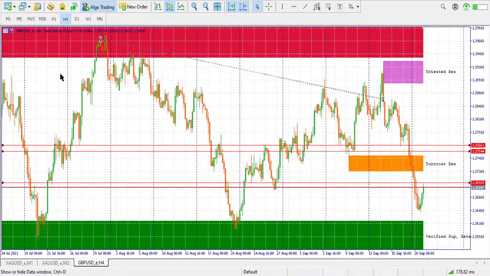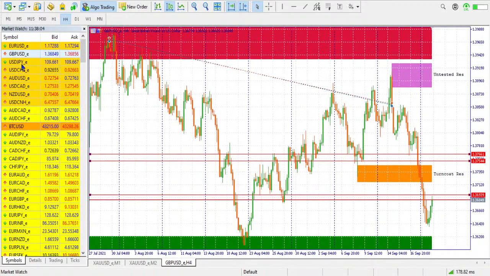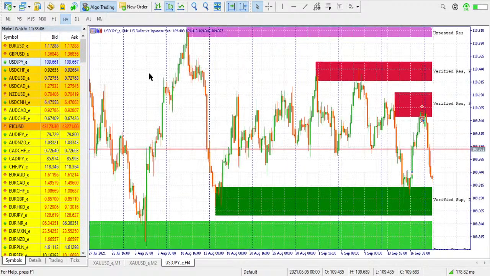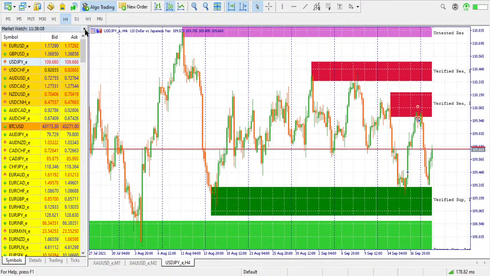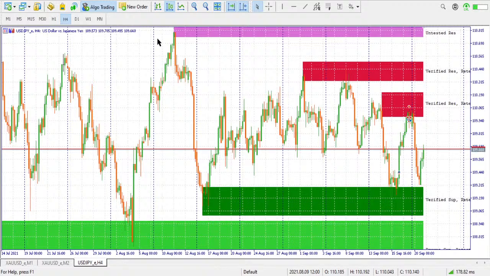The next symbol which I want us to look at is the US dollar Japanese yen. If you look at this chart using the indicator which you have, you can see that we actually have a verified support here, and the price almost touched the previous day before it continued up. We also have a verified resistance zone here. We have another verified resistance zone here, and then we have an untested resistance zone here.